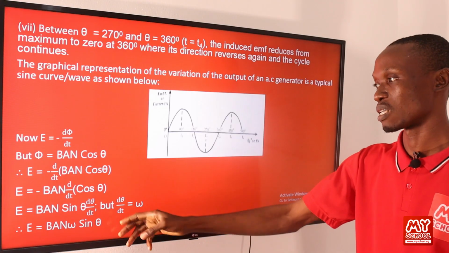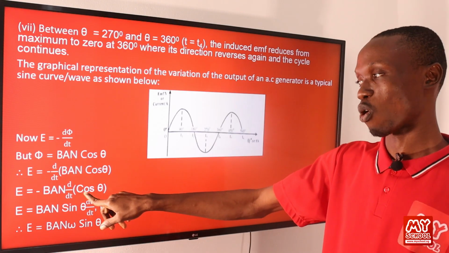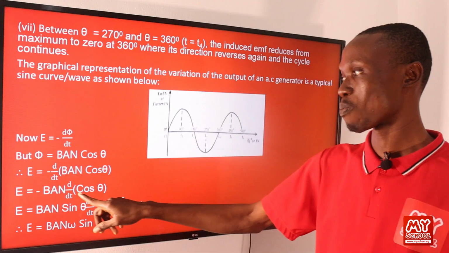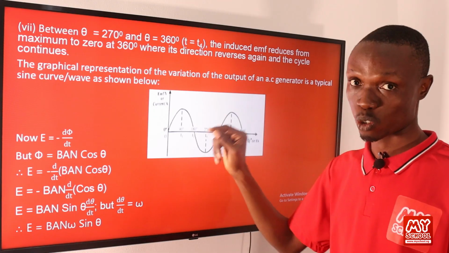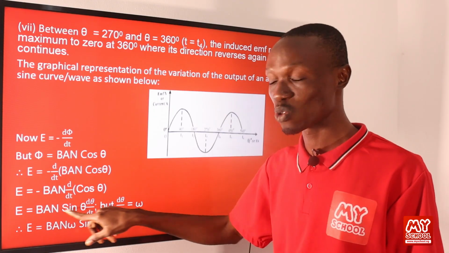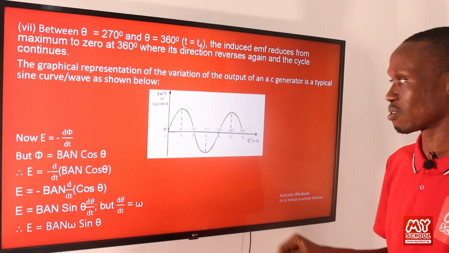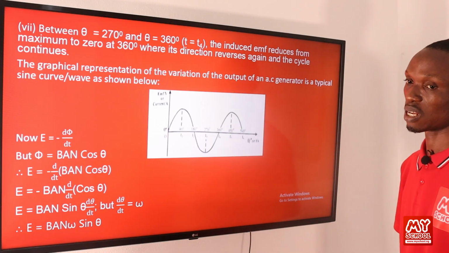So just take note of that. And remember that when we differentiate cos, it gives us minus sin. So minus times minus will be equal to plus. That is why there is no more minus here. So just take note of that. Let's move to the next slide.